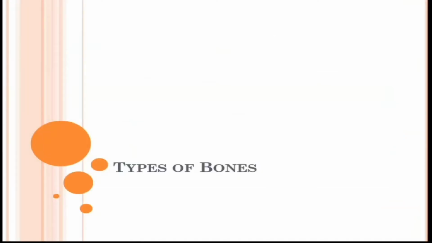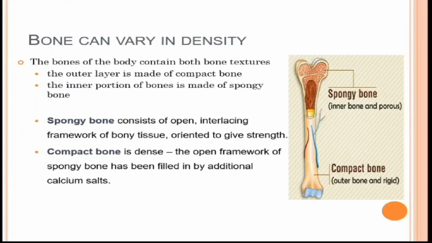Okay, now coming towards the types of the bones. Bones can be divided into different groups depending on their shape, depending upon their composition, and depending on their origin. If we talk about their density, the bones could be classified into spongy bone and the compact bone. So this is basically the texture.